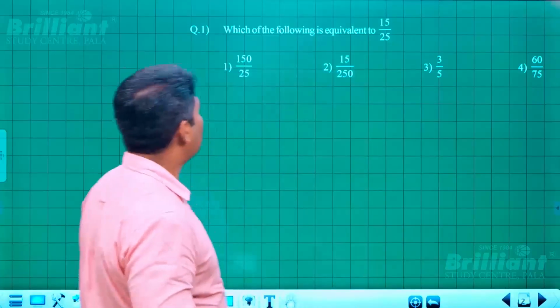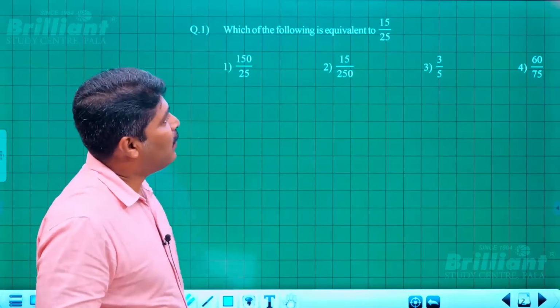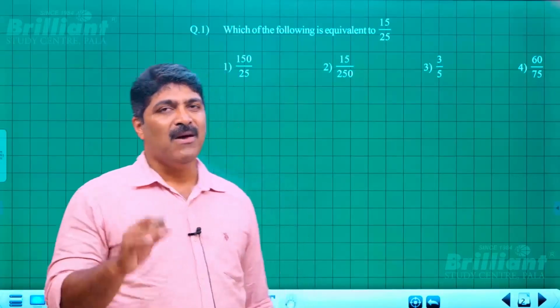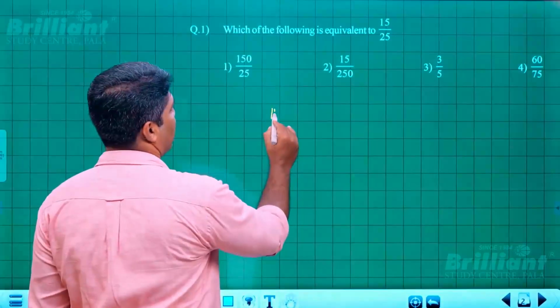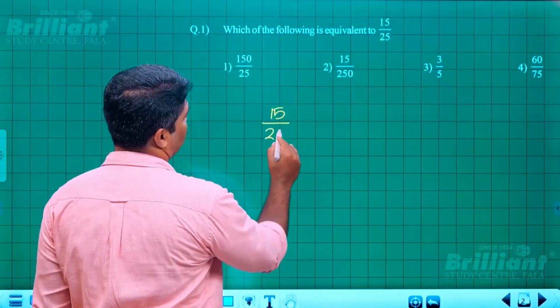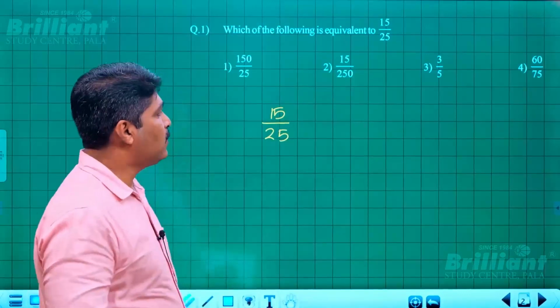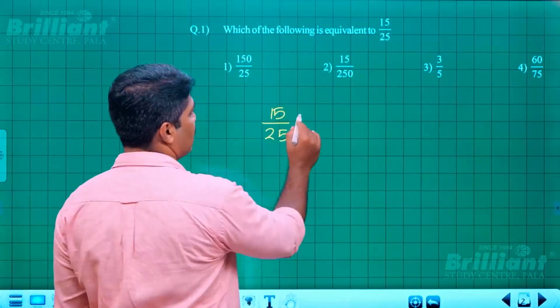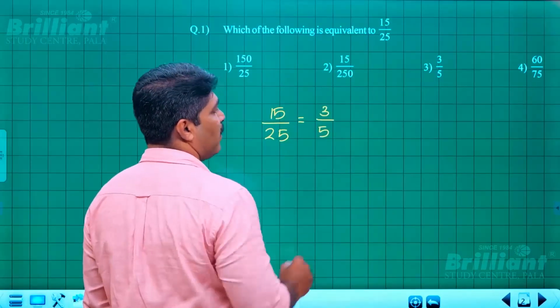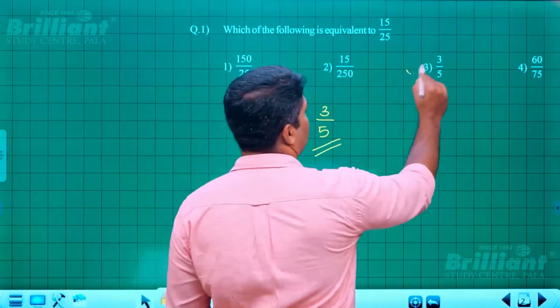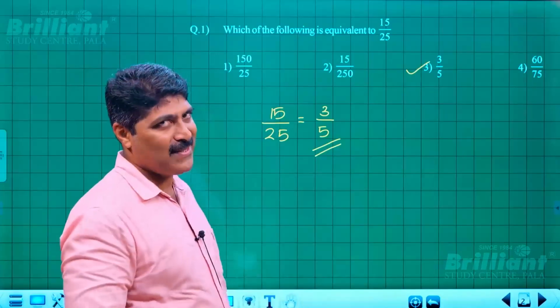We can consider our first question. Which of the following is equivalent to 15 by 25? It's a very simple numerical question. Here we know that both these values are multiples of 5. While simplifying, this is 3 times 5, and this is 5 times 5. So the most simplified value is option 3. That's an easy one.